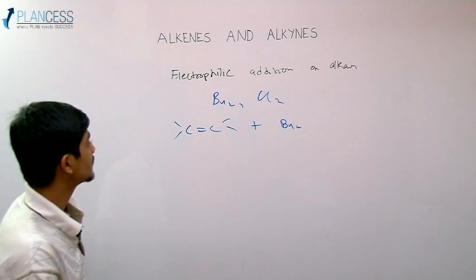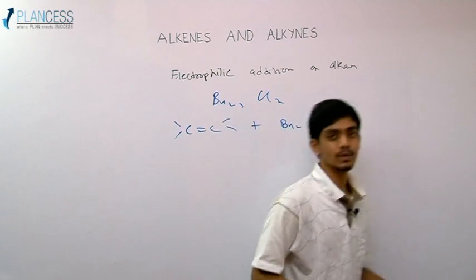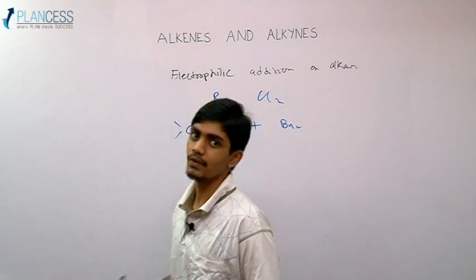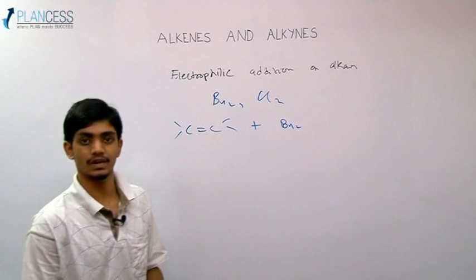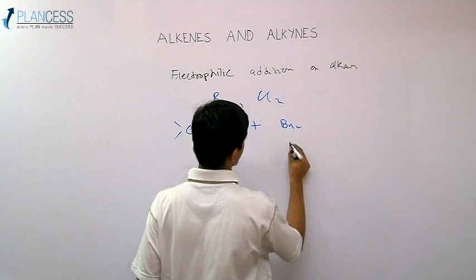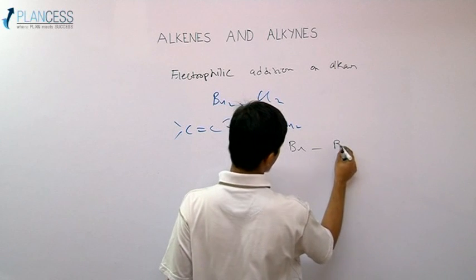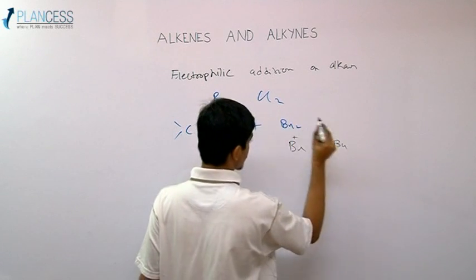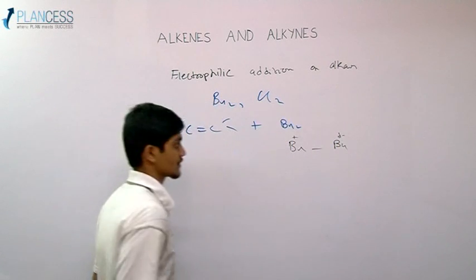Now we need an electrophile as usual. So how do we generate an electrophile? From where can the electrophile come? The electrophile has to come from this bromine atom itself. This bromine gets a positive charge, and this one gets a negative charge.